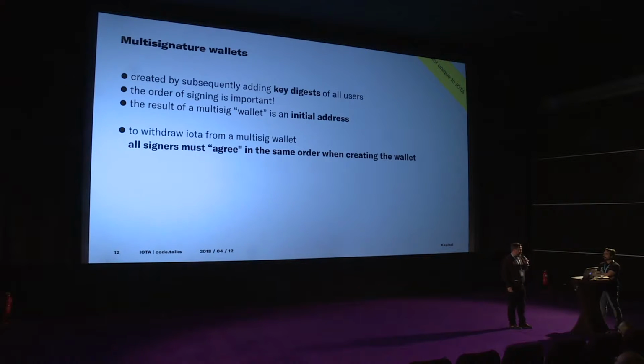So the result of the multi-signature process that is creating that wallet is a so-called initial address, and we can put money on that address. Now, to withdraw money from that address, I mean, putting on money is quite obvious. You just tell, okay, send money to the address, then there's money on it. But to get money back from that address, we all have to agree again.